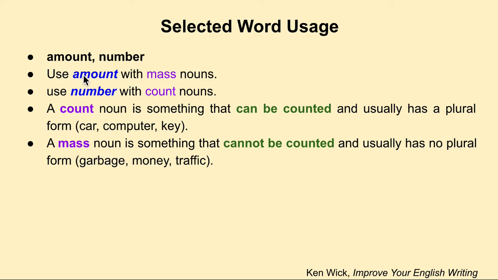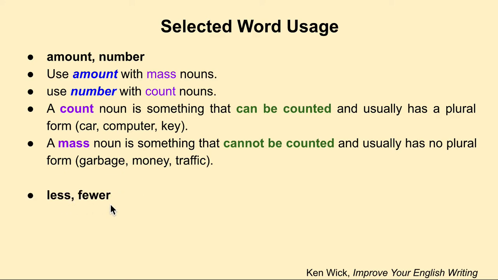So you'd use amount. There's a large amount of garbage. You'd not say there's a large number of garbage. But you would say there is a large number of computers, because you can count computers. Hopefully that makes sense. So you use amount with mass nouns and number with count nouns.